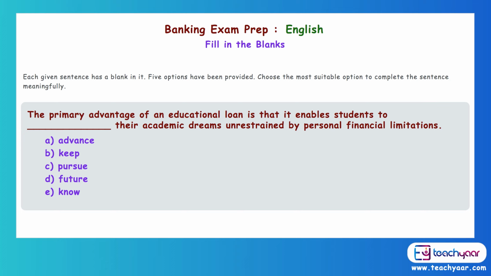So what is it? We have a sentence, and the sentence has a blank. Some space is left. One word is missing. 5 options have been provided, so you have the choice there: A, B, C, D, E. You have to choose the most suitable option to complete the sentence. So let's see the first sentence.